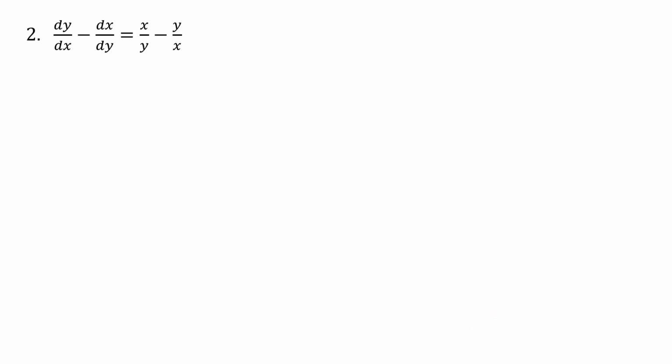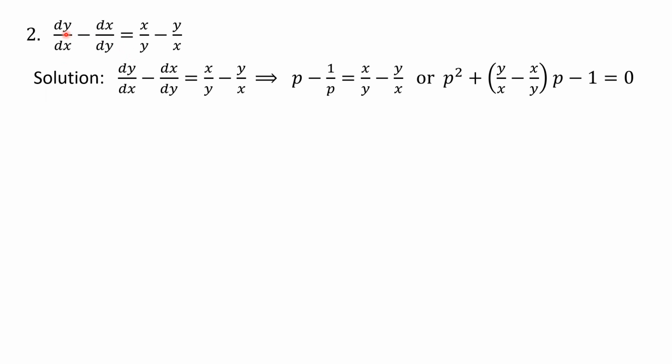So we move on to the next. We have dy/dx - dx/dy = x/y - y/x. First I can write dy/dx as p, and dx/dy means 1/p. I write p - 1/p = x/y - y/x. On simplification, if you take the LCM, it is (p^2 - 1)/p, and that p you can take to the other side, so it becomes (x/y - y/x) times p.